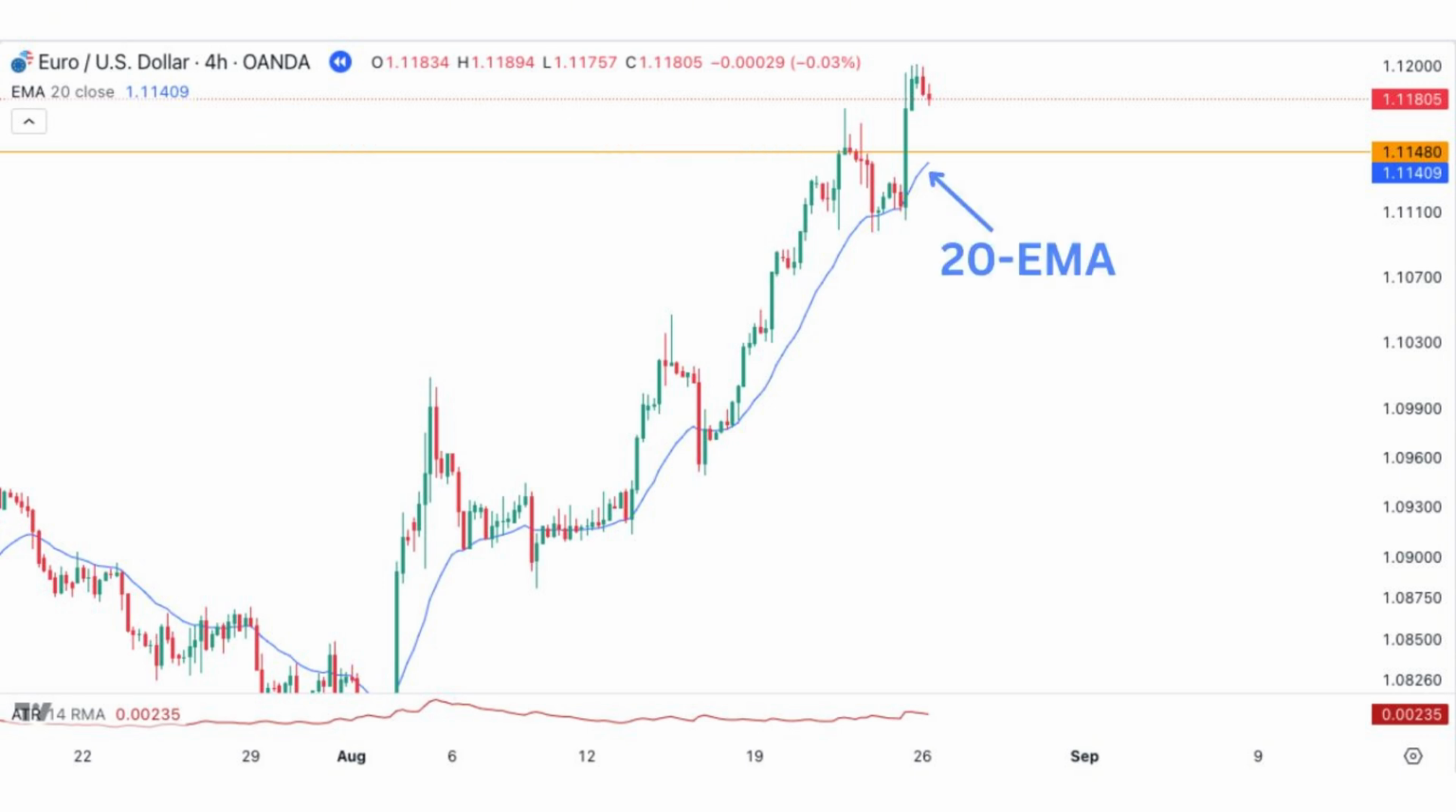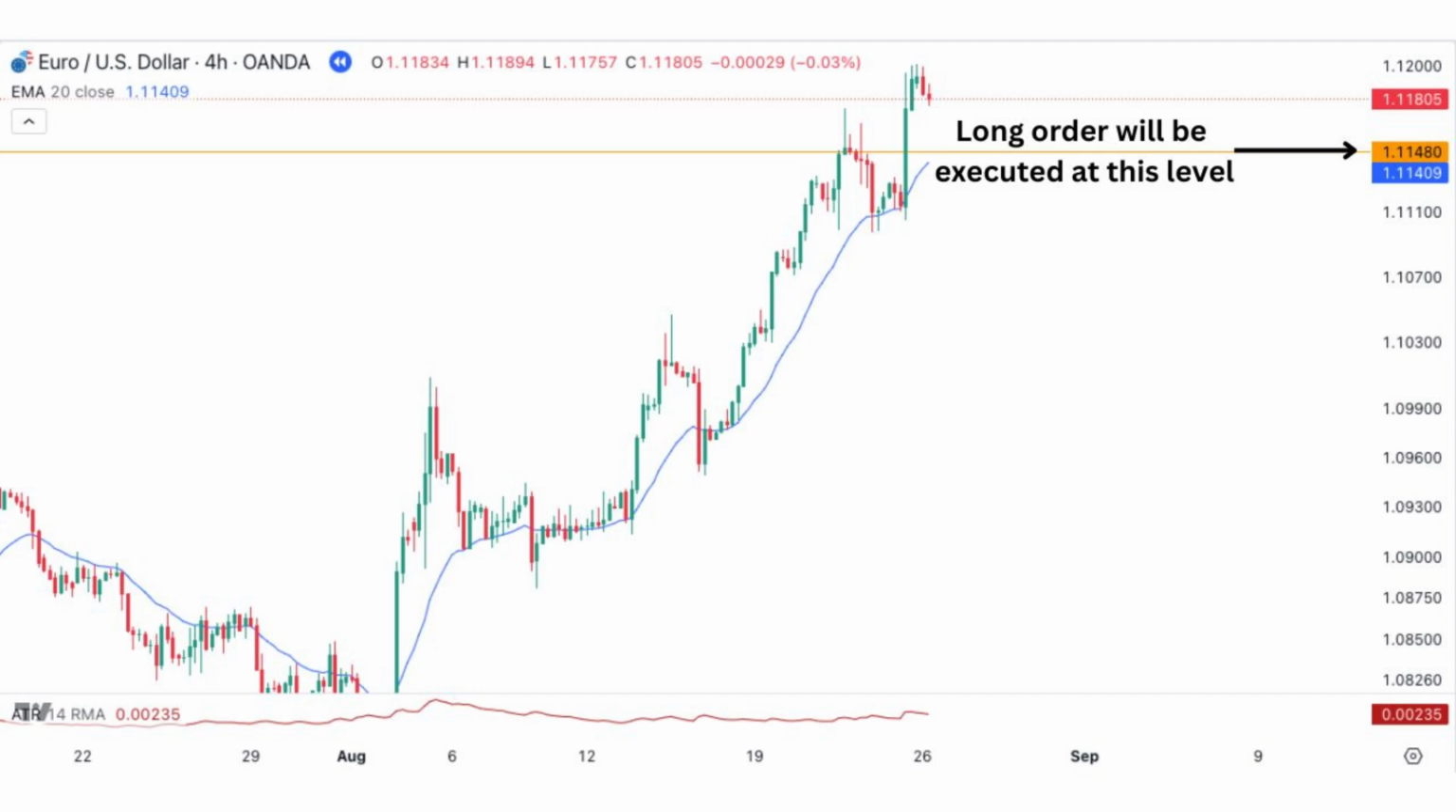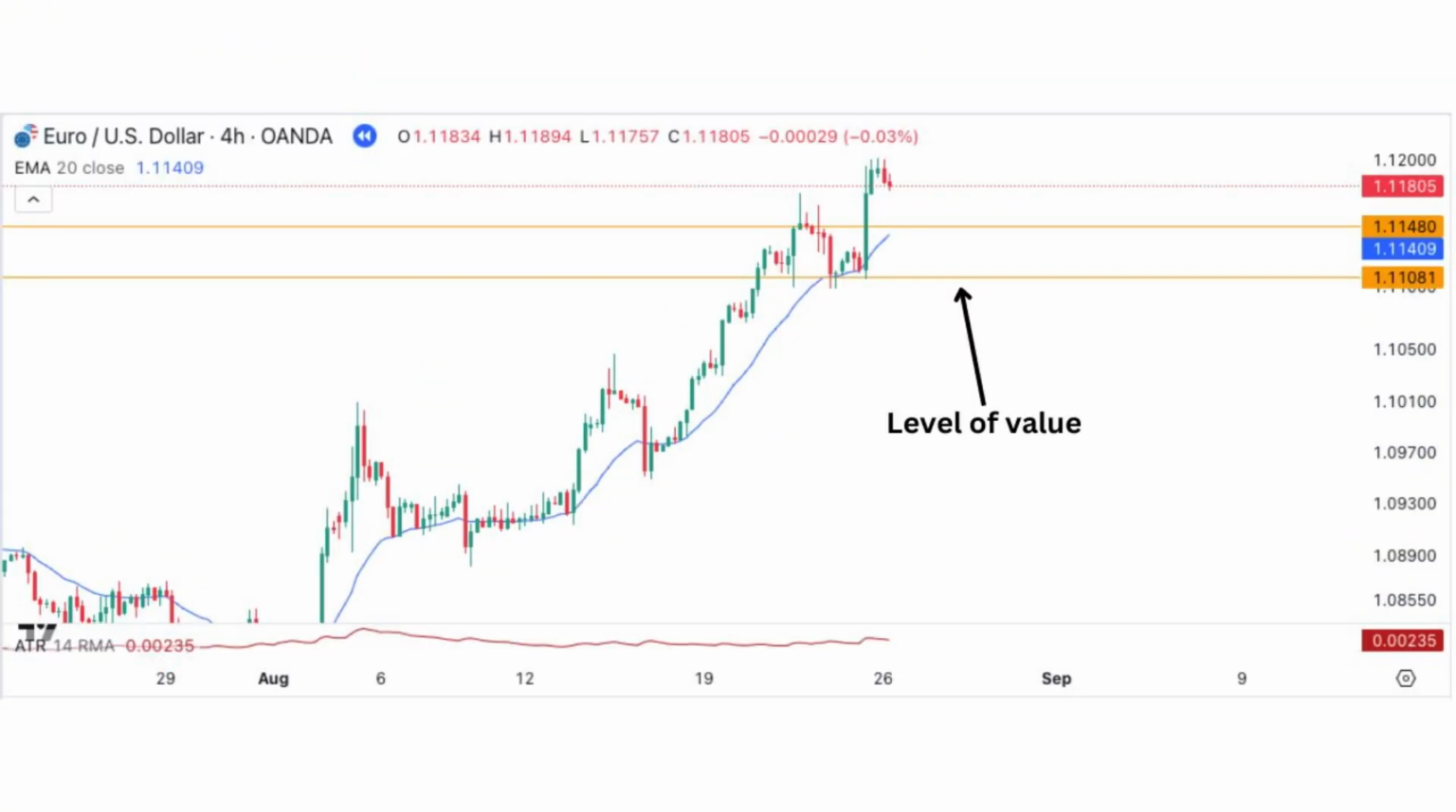It is also nearing the 20-period EMA, so I'll likely set up a buy limit order at the 1.11480 level, as you can see here. This means that a long position order will be executed when the price hits the 1.11480 level. So where would you set the stop loss? Well, as we said earlier, the trade would be invalidated if it went below this level here. In other words, where the uptrend would no longer be an uptrend. So our level of value, or the place at which the uptrend would be invalidated, would be 1.11081.